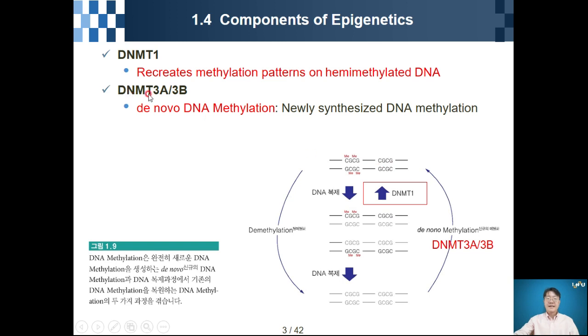How about DNMT3A and 3B? They do de novo methylation. Initially, you see here, there was no methylation in either strand, and DNMT3A and DNMT3B newly synthesize DNA methylation in both strands. We call this de novo methylation.